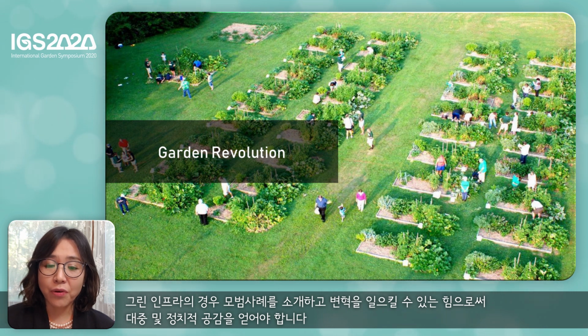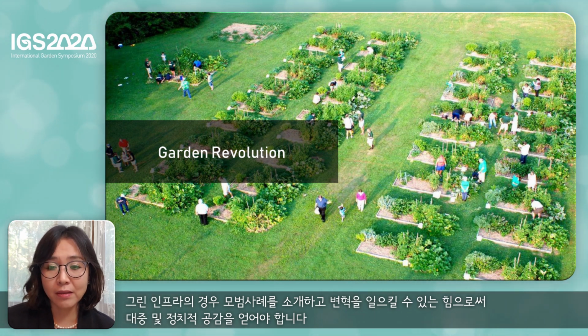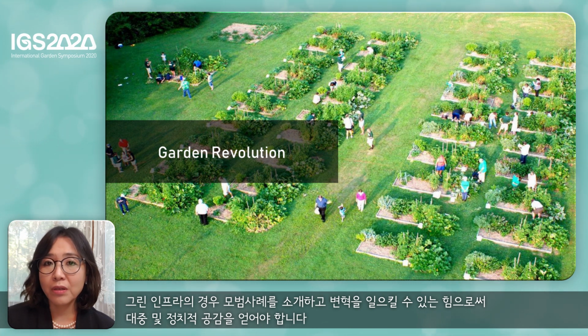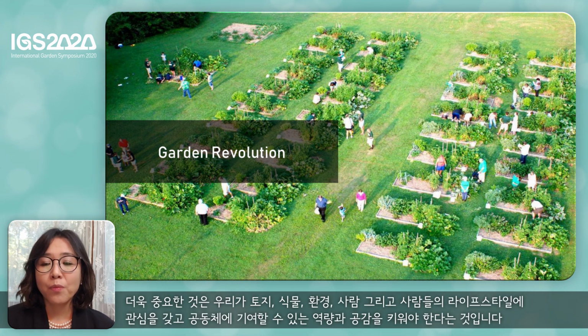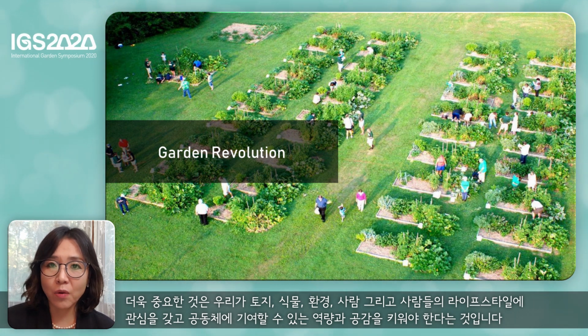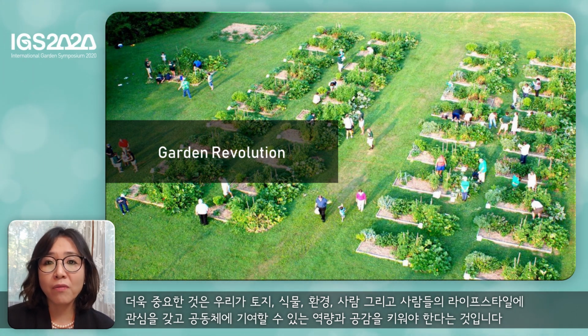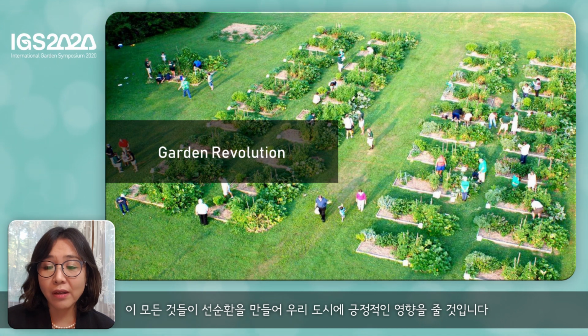For green infrastructure, we need to showcase best practices and get public and political buy-in as to its transformative power. We need more evidence that community gardens and urban agriculture can be a thriving industry in cities. More importantly, we need to increase our capacity and empathy to serve our communities by caring about our land, plants, environment, people, and their lifestyles. All of these will create a virtuous cycle, making a positive impact on our cities.